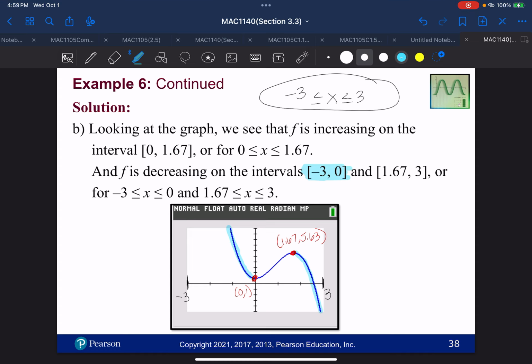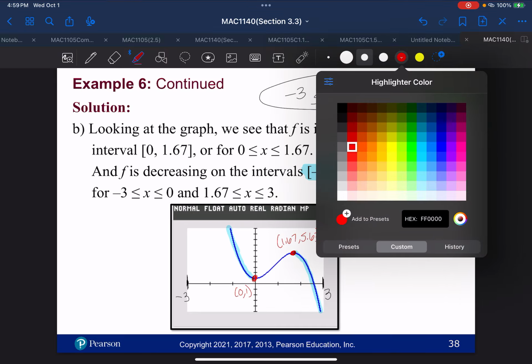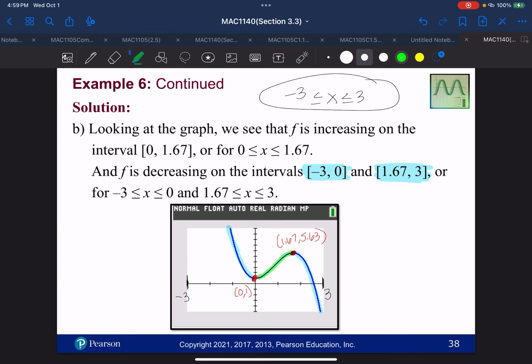And then from 1.67 to 3. And then for increasing, it will be increasing from here to here. And that interval would be from 0 to 1.67.